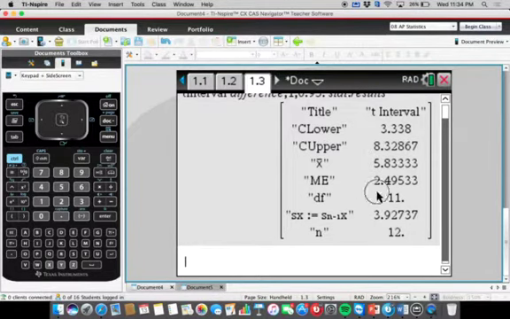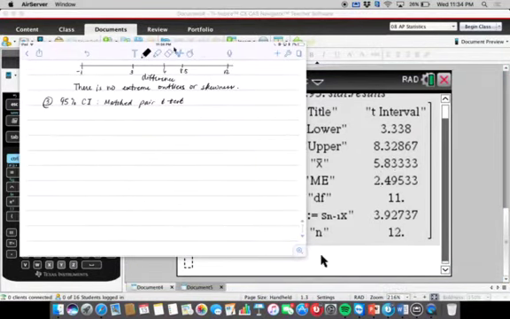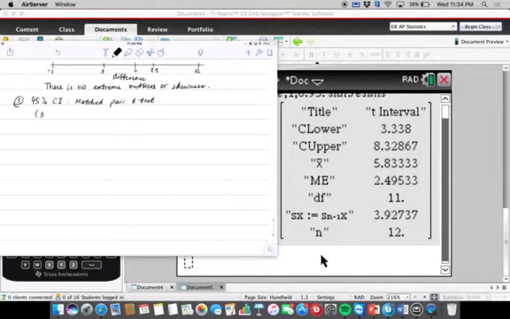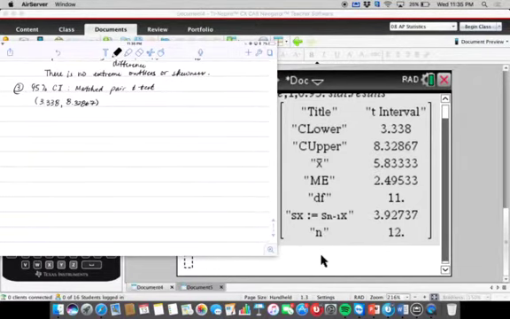The degrees of freedom are also important, and of course your sample mean, just because we didn't compute anything just yet. So on our paper, we're going to list these values. Getting the matched pair t-test, we end up with an interval of 3.338, comma 8.32867. And then we have our sample mean, which is going to be 5.8333. I'm going to write difference.